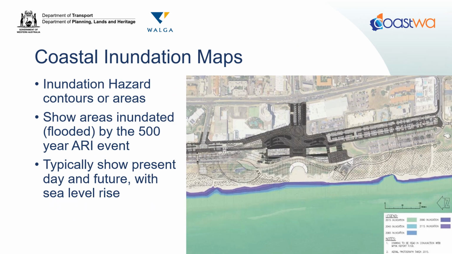For coastal inundation, the maps and the plans are basically the outcome of these types of assessments, and what they do is they show the areas that are inundated during each of the different planning horizons. So obviously a key contributor to these differences is the fact that we've got sea level rise changing the potential extent of inundation along the coastline.